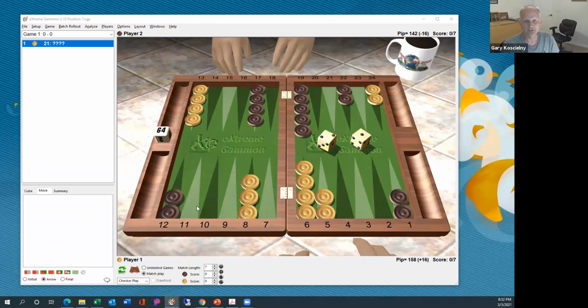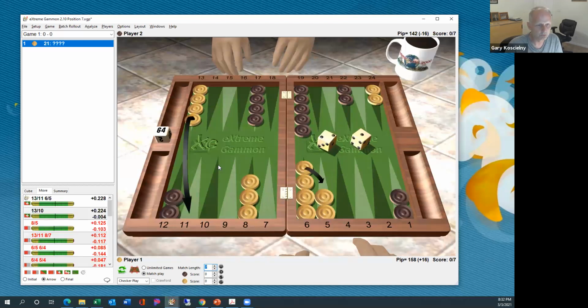So it's probably 13-11 coming down, or coming down 13-10, you bring another checker to make the 4-point. I think those are the top 2 plays, and it really doesn't matter which one you choose. But again, facing the blitzing structure, splitting is a huge blunder.